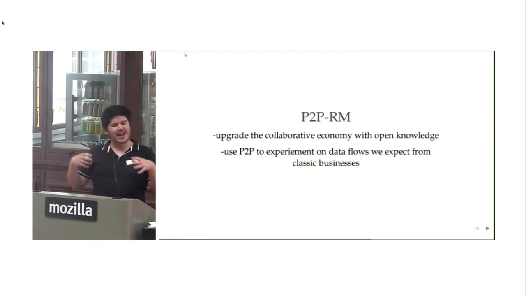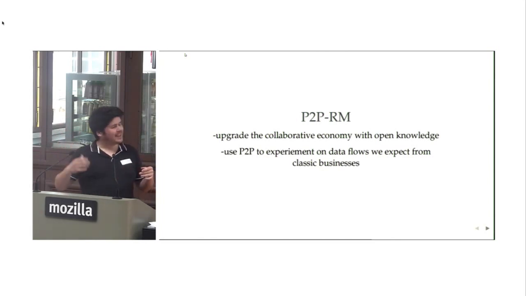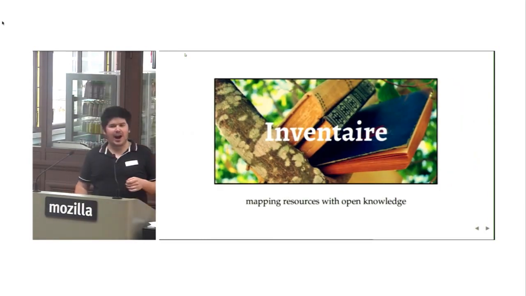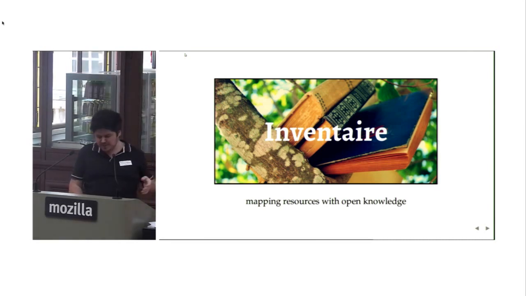So we could start having tools that would use open knowledge, public URIs, making reference to public databases, open data databases. And that's really much where I would like to go as a first step in the direction of the digital utopia I described earlier. So here comes Inventaire, and I try to make a first step in mapping resources with open knowledge.